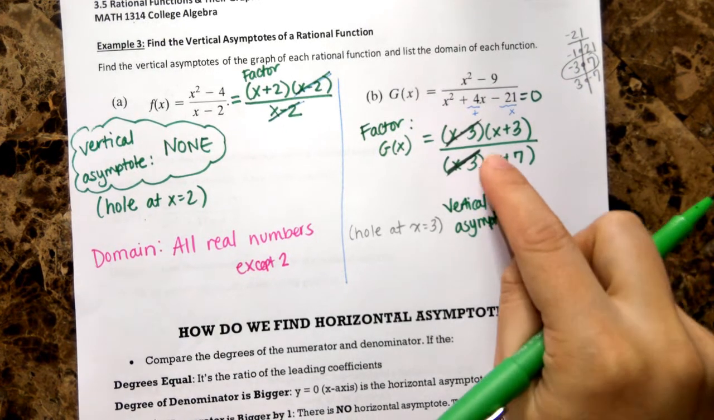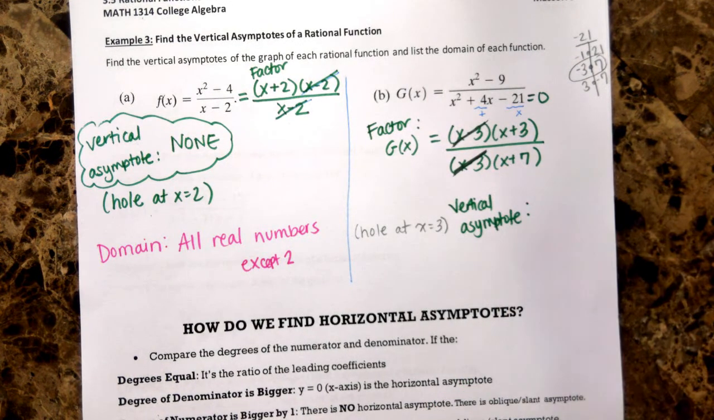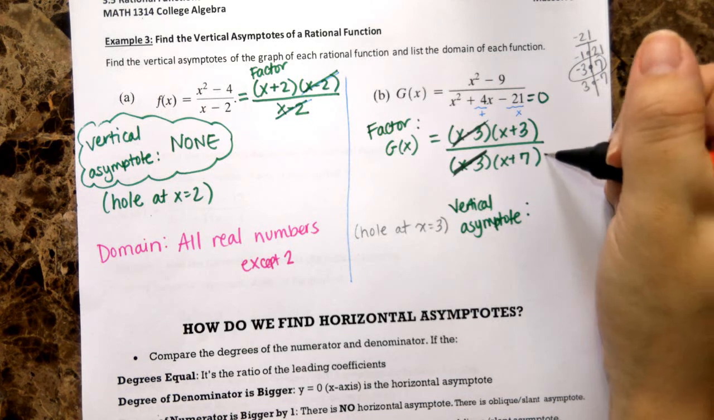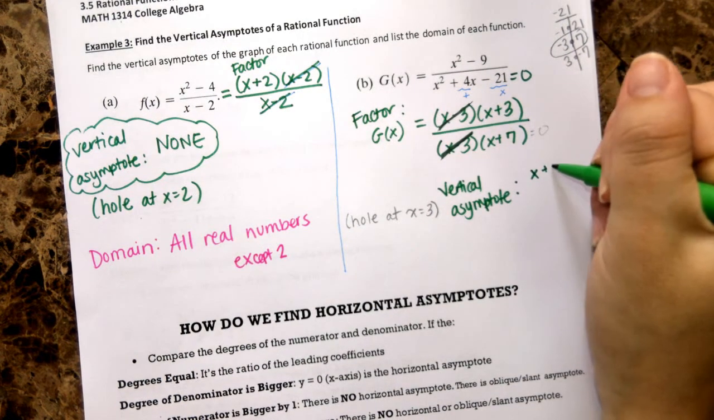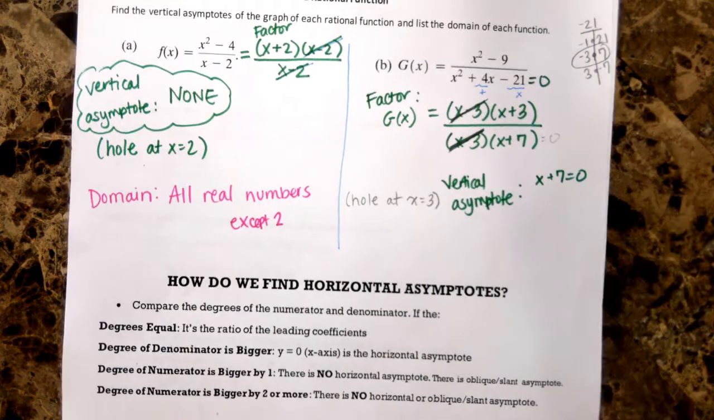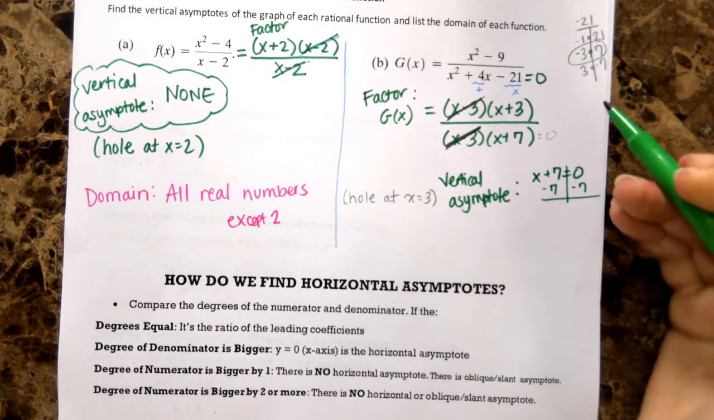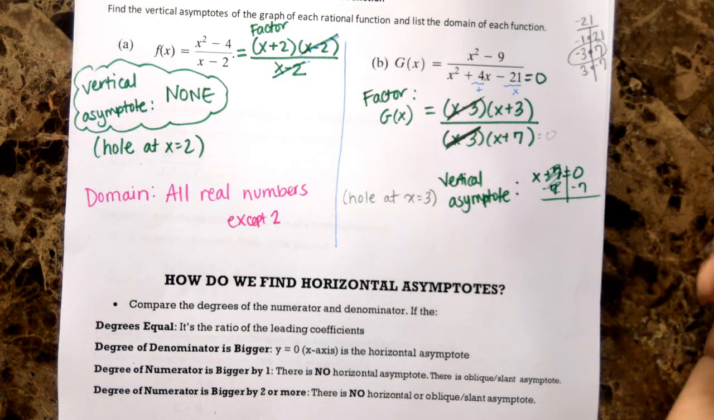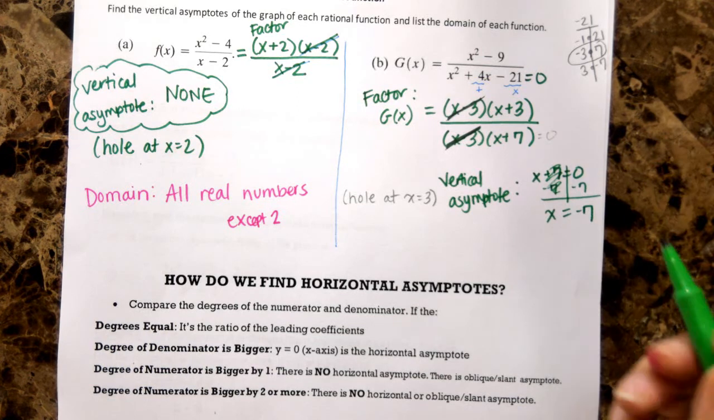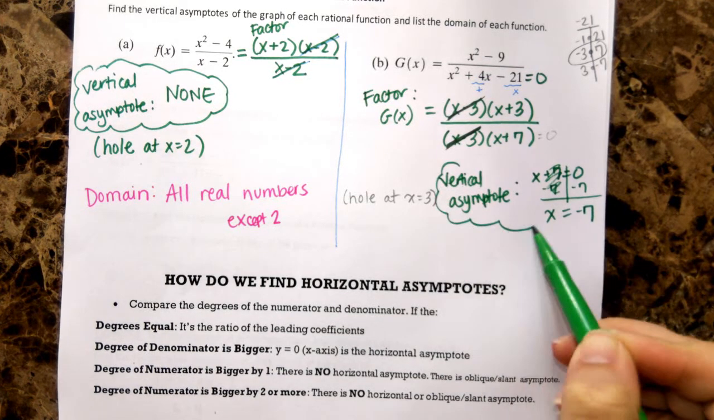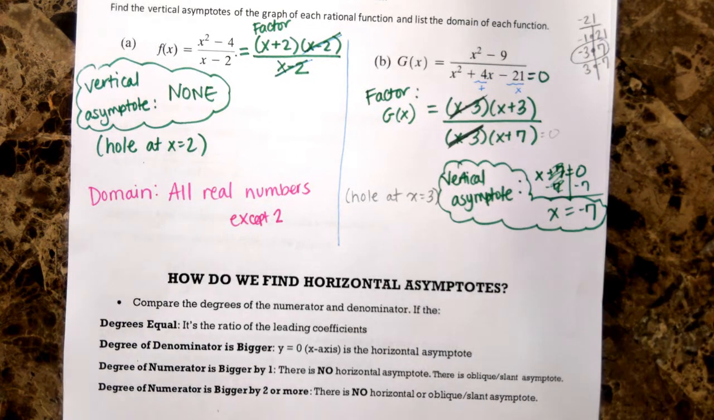So I have to look at just the function that I have left. What x value can I plug into this denominator that'll make this equal to 0? Well, just take what your denominator is, set it equal to 0, and solve for x. So I'm going to subtract 7 from both sides. 7 minus 7, those cancel out. And x equals 0 minus 7, which is negative 7. So that would be my vertical asymptote. That's where there's going to be a break in the graph.